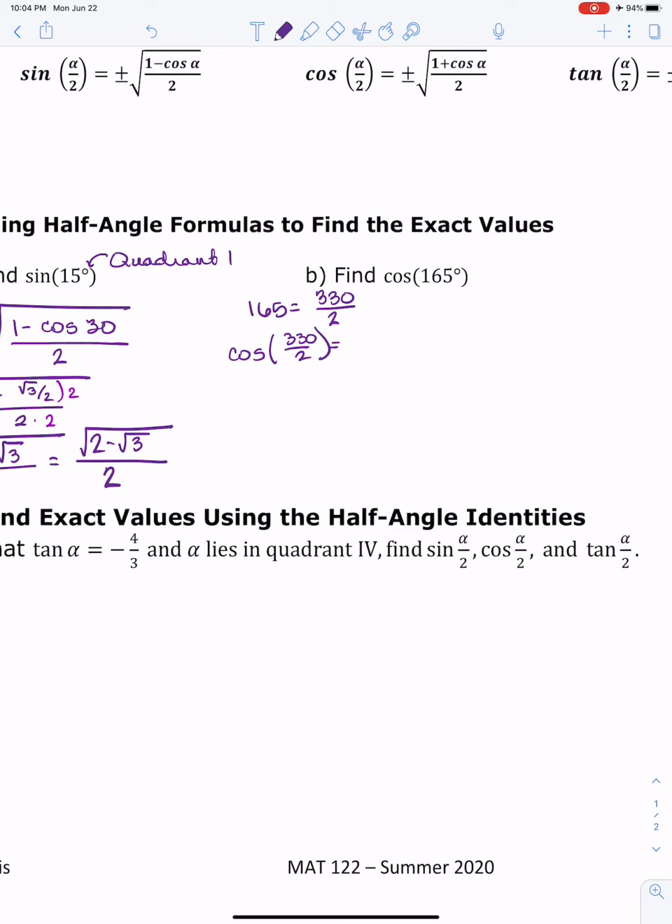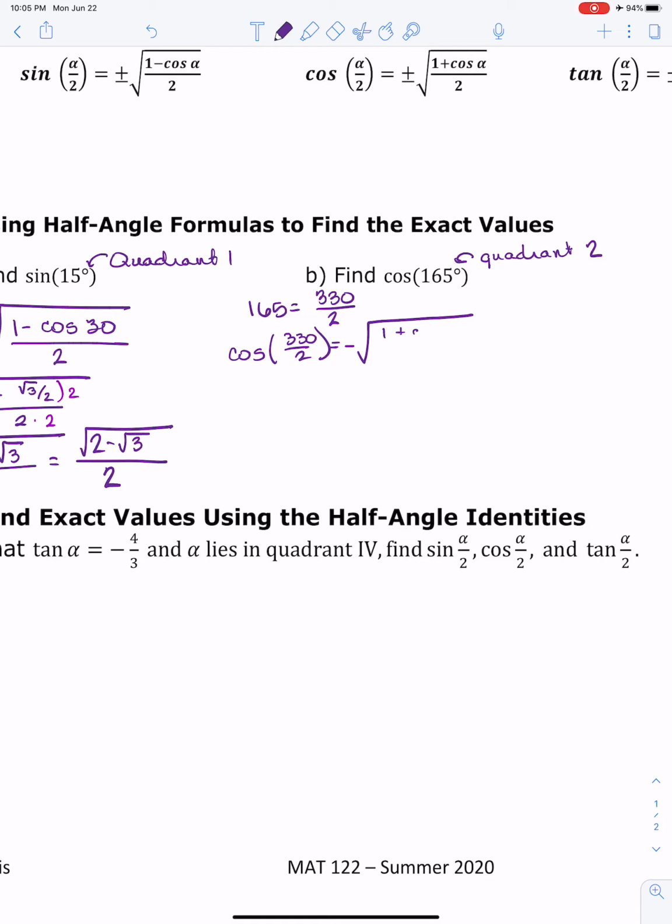So let's take a look at which quadrant 165 is in. 180 is halfway around, so 165 is in quadrant 2. In quadrant 2, the cosine is negative, so as we deal with the right-hand side here, we know that we're looking for a negative value.